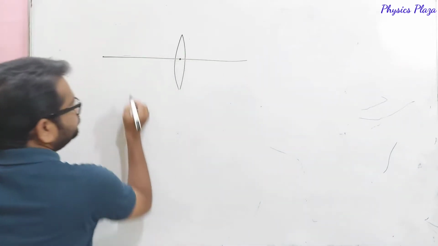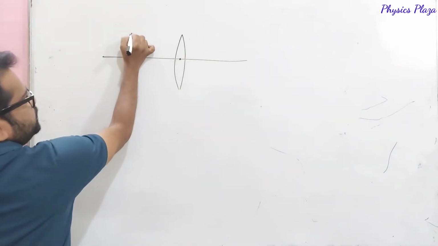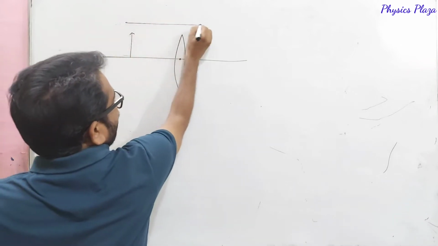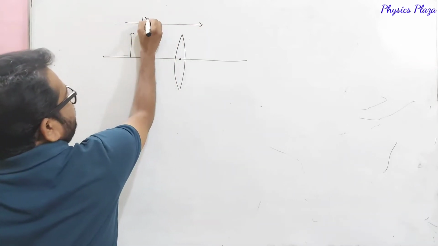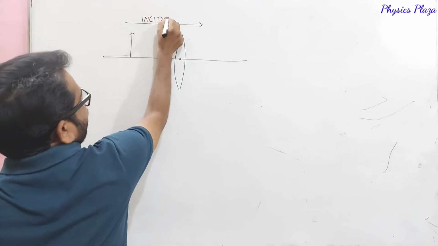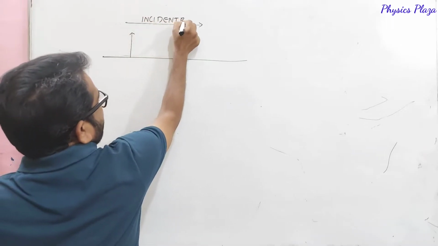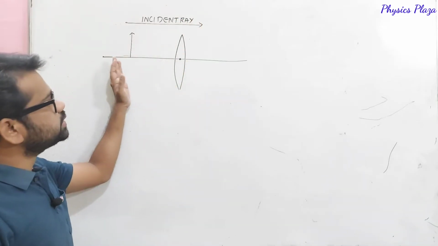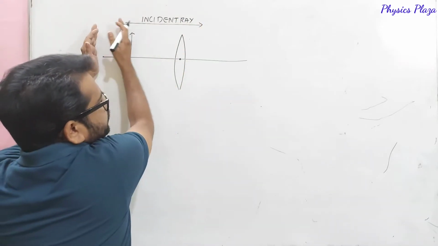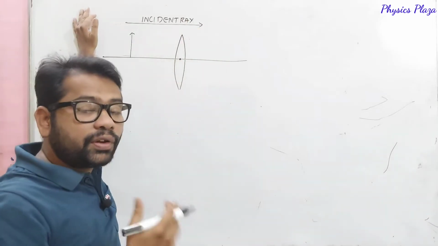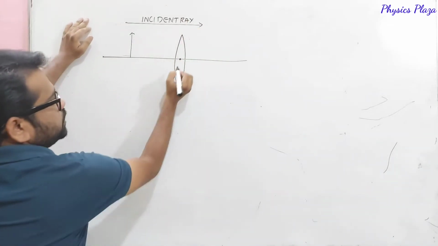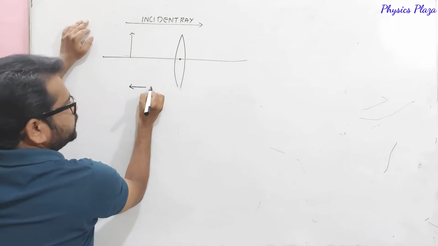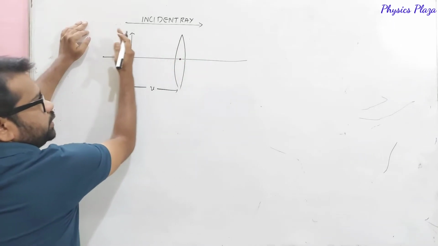And children, here the object is placed on the left side like this. Then the incident light rays will go like this. Children, the incident ray is a reference to us. The object is placed on this side, so the light rays are going to the right side. Now if I want to measure the object distance, I have to measure from here to here, in the opposite direction.